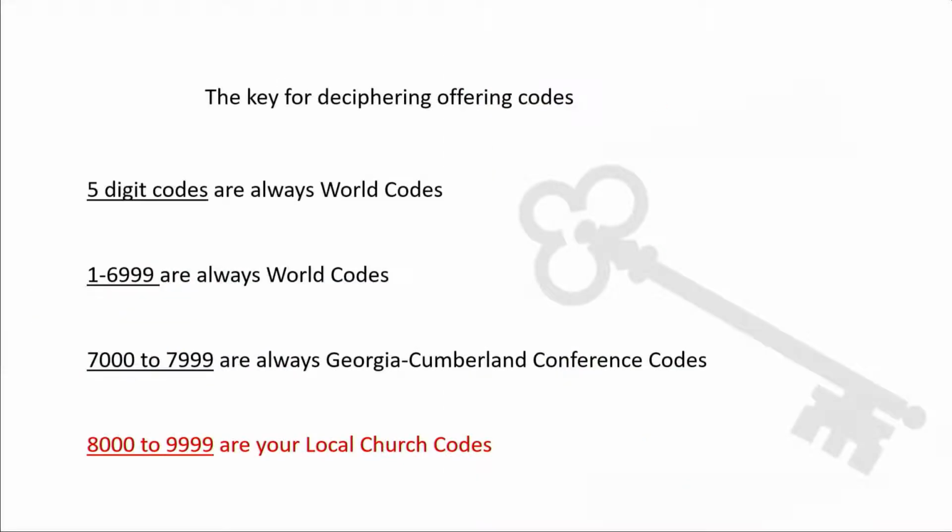Last but not least, code numbers from 8,000 to 9,999 are assigned as your local church code. Your church probably won't use them all, but whatever local codes you have will range between these two numbers.